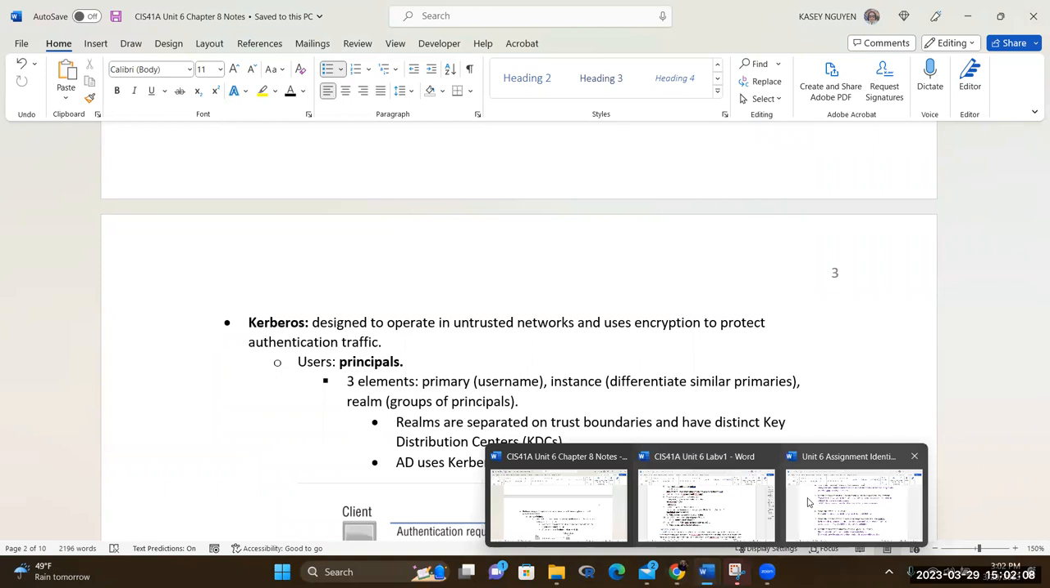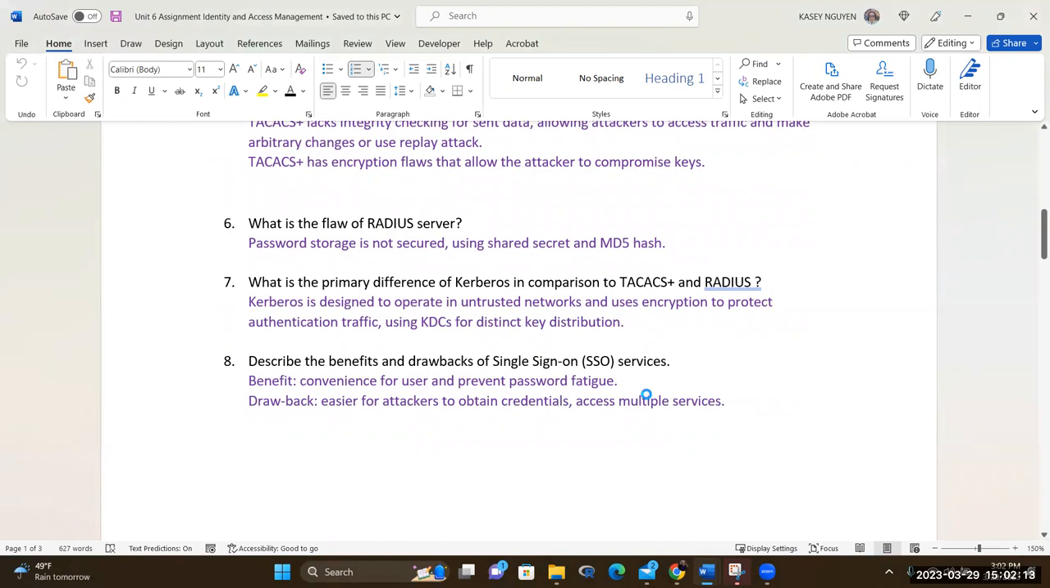Okay. So for RADIUS server, password is not secure. We learned that, right? It has a shared secret and MD5 hash. That means that when it's a shared secret, you should be able to obtain the password, and then MD5 hash is not a good hash. It's not a secure hash, so it's easily broken. And the next part is on Kerberos.